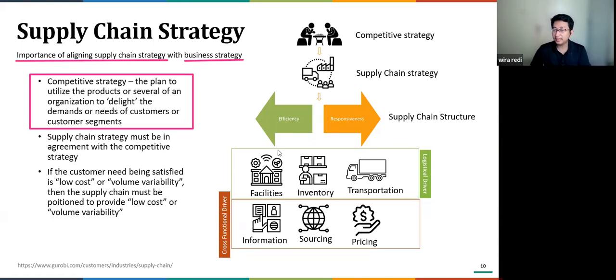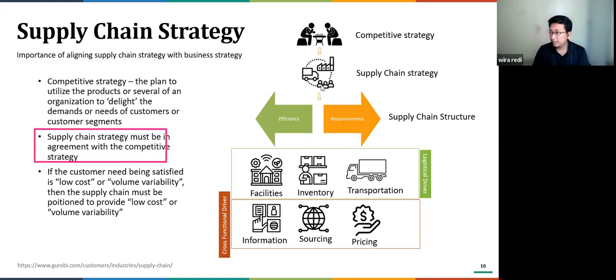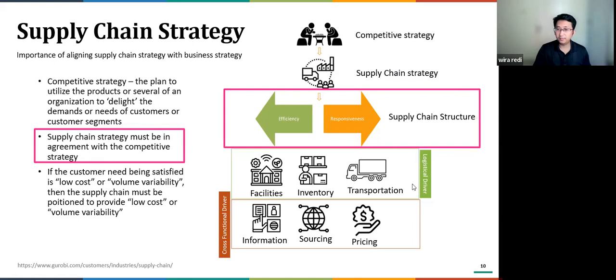In order to realize this competitive strategy for your company, you need support from your supply chain strategy, and a supply chain strategy can be seen from the supply chain structure. What does it mean? Let's say your competitive strategy is to be the leader of one particular product in terms of price. You want to be most known as the company that sells one particular product at the best price possible, indicated by the cheapest price possible.